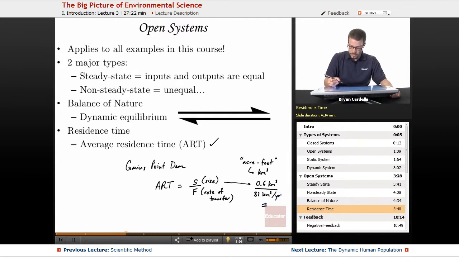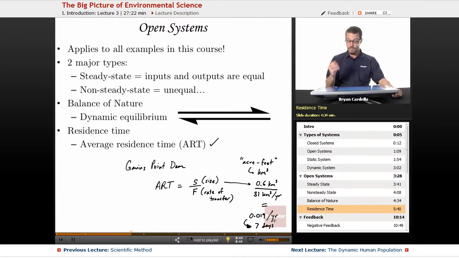And that equals, if we do the calculation, 0.6 divided by 31, 0.019 per year, or out of the year. This is what I meant to say. 0.019, or as close to 0.02 out of a year, equals approximately 7 days. So 7 days is close to 0.02 in terms of how much of a year we're talking about.